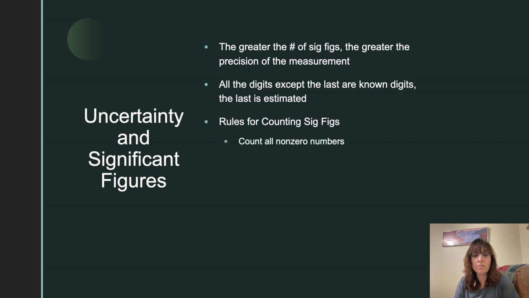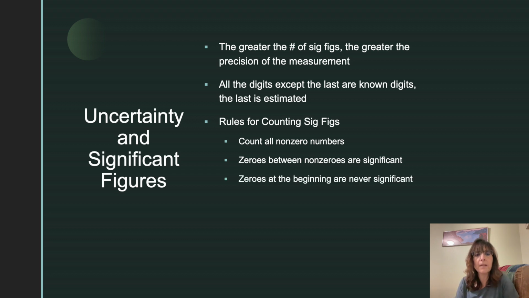There are rules for counting sig figs. Now these are written in pretty plain English. First, you count all non-zero numbers. 1, 2, 3, 4, 5, 6, 7, 8, 9. Zeros that are between non-zeros are significant. So 1003. Those zeros are between non-zeros, a 1 and a 3, and we count them. So 1003 would have 4 sig figs.